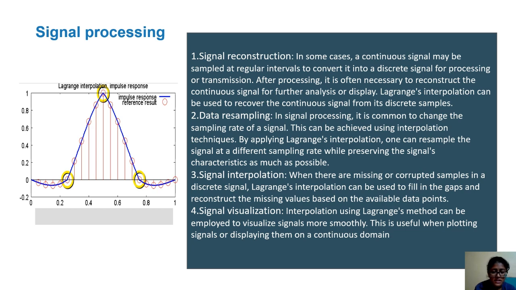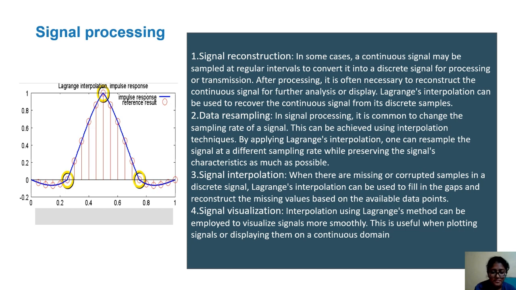Signal interpolation. When there are missing or corrupted samples in the discrete signal, Lagrange's interpolation can be used to fill the gaps and reconstruct the missing values based on available data points. In simple words, filling missing or corrupted samples in a discrete signal.